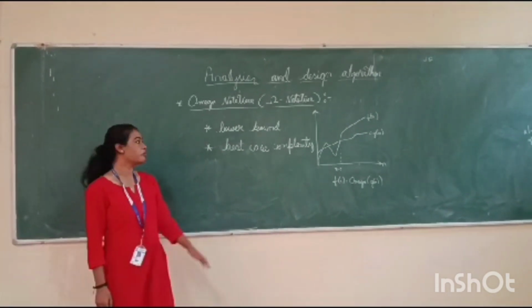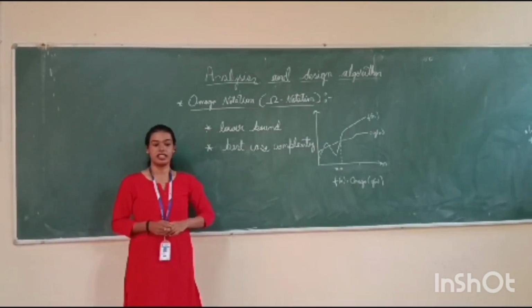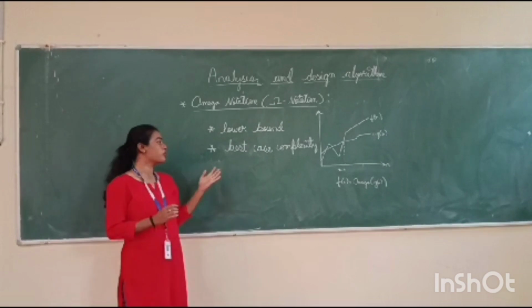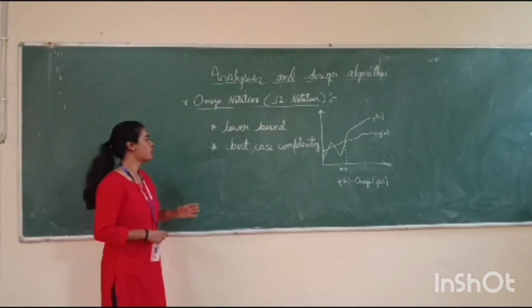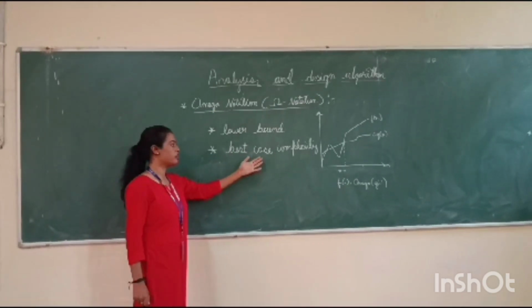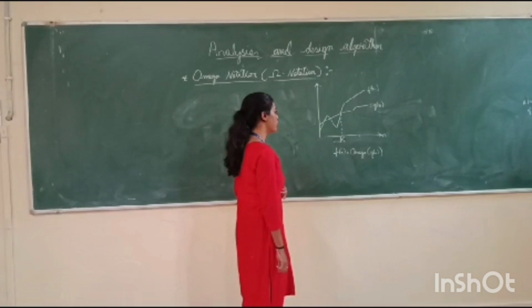Today I am going to explain a type of asymptotic notation, that is omega notation. It is represented by the symbol omega. Omega notation represents the lower bound of the running time of an algorithm and its best case complexity. Let us see the graphical representation of omega notation.